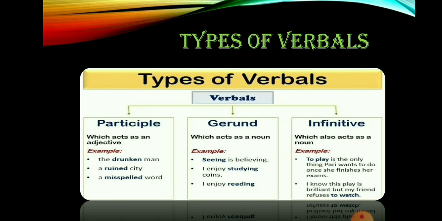Example, seeing is believing. Seeing is a gerund and it is working as a noun. I enjoy studying coins. Studying is working as a noun. It is a verb. I enjoy reading. Once again, reading is a verb and it is working as a noun. So when a verb is working as a noun, that time we call it a gerund.